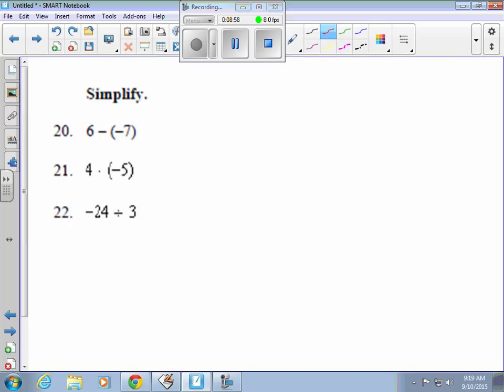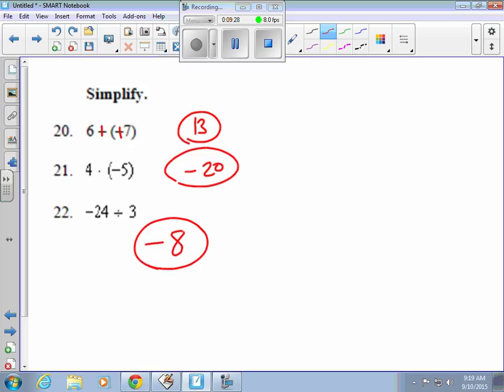20, 21, and 22, very simple problems. 20 says 6 minus a negative 7. Remember, you add the opposite, so what this becomes is 6 plus a positive 7, 13 for that one. 4 times a negative 5, positive times a negative becomes a negative value. 4 times 5 is 20. And then this is a division symbol in case it looks like a plus on your paper. Make sure you write in division. Negative 24 divided by 3. Again, same thing. Opposite signs is going to be negative, and 24 divided by 3 is 8.